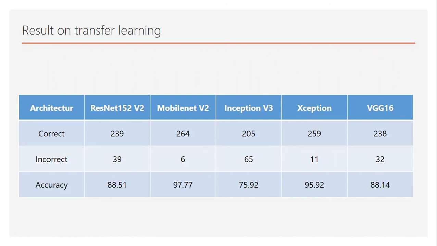Similarly, MobileNet predicted with 97.77% accuracy. The InceptionNet predicted with 75.92% accuracy. The Xception net predicted 95.92% accuracy, and the VGG net predicted with 88.14% accuracy. Thus the best models in the transfer learning experiment are MobileNet and Xception net, with 97% and 95% accuracy.